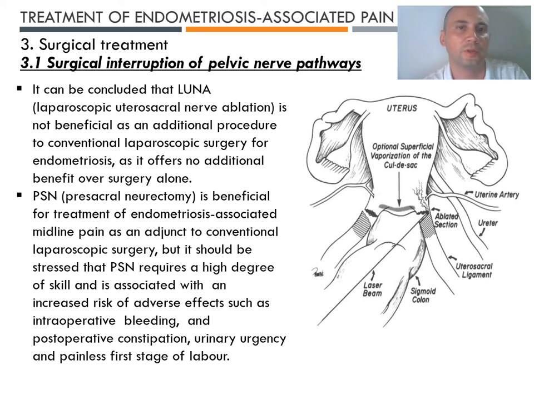Surgical interruption of pelvic nerve pathways. It can be concluded that laparoscopic uterosacral nerve ablation is not beneficial as an additional procedure to conventional laparoscopic surgery for endometriosis, as it offers no additional benefit over surgery alone. Presacral neurectomy is beneficial for treatment of endometriosis-associated midline pain as an adjunct to conventional laparoscopic surgery, but it should be stressed that presacral neurectomy requires a high degree of skill and is associated with an increased risk of adverse effects such as intraoperative bleeding and postoperative constipation, urinary urgency, and the painless first stage of labor.